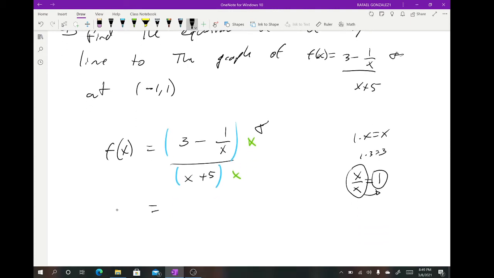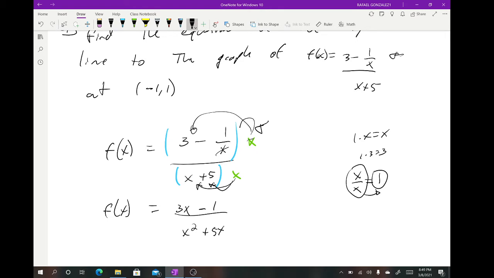And what happens when I do this? Again, I'm essentially multiplying by 1. When I do this, I'm going to do the denominator first because it's the easier one. I'm going to get x squared plus 5x in the bottom. In the top, I'm going to have 3x, and then the x's are going to cancel out here. So simply minus 1.